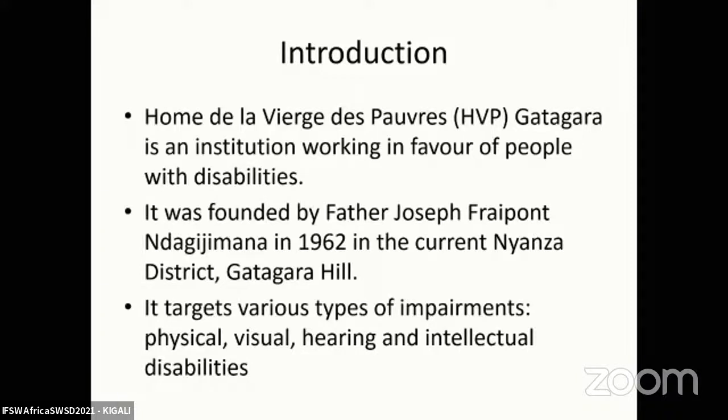HVP means in French, Home de la Vierge des Pauvres. It is an institution that is working with people with intellectual disability, with disability in general. It was founded by a father, Joseph Repon, who has been given a Rwandan name, Ndagijimana, in 1962 in the current Nyanza district. Nyanza district is located in the southern province of Rwanda. Gatagara took the name from a famous hill in that area called Gatagara. That is why they took the name of Gatagara.